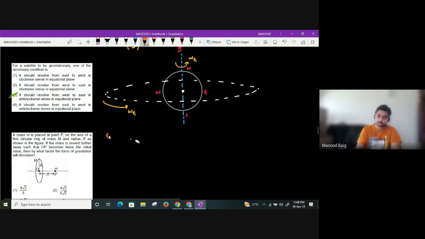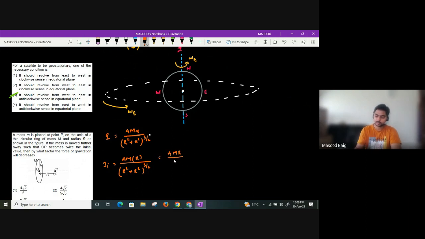What is the field due to a ring? It is GMx divided by (r square plus x square) whole power 3 by 2. So what is the initial field? It is GM, with x value r, divided by (r square plus r square) whole power 3 by 2. This becomes GMr divided by (2r square) power 3 by 2, which is 2 root 2 r cube. So the field is GM divided by 2 root 2 r square.